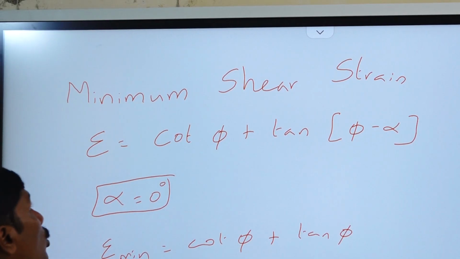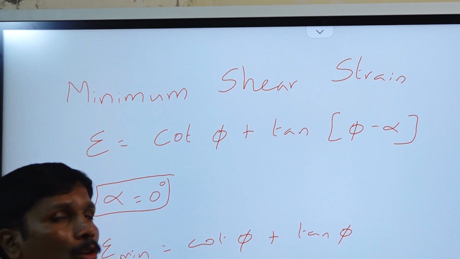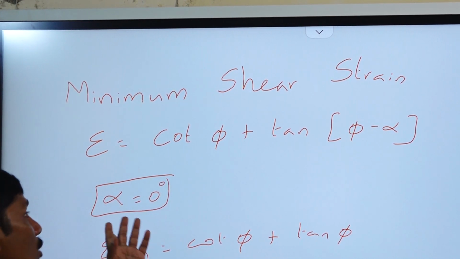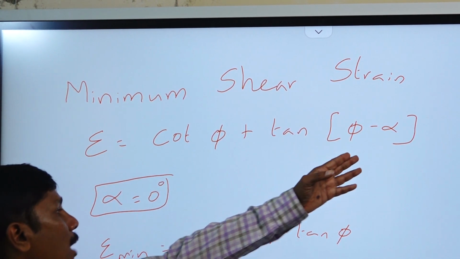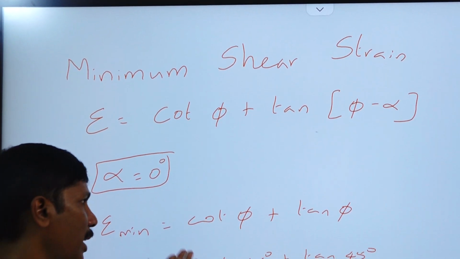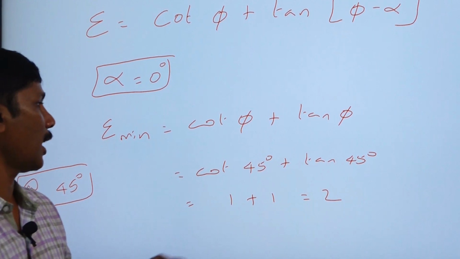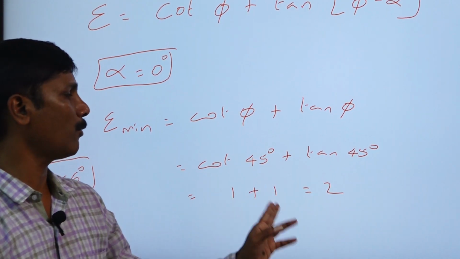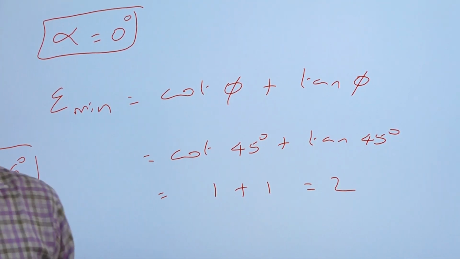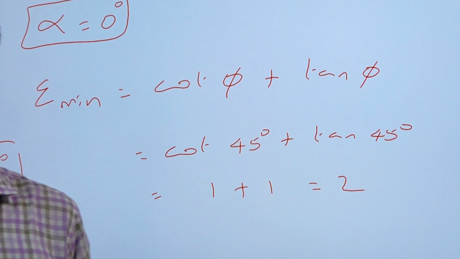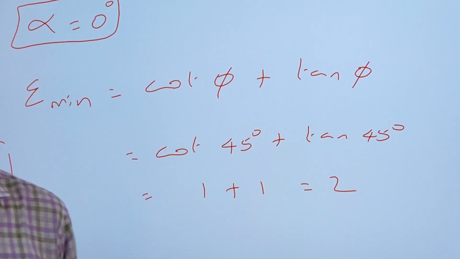Now we are going to discuss the minimum shear strain condition. In the minimum shear strain condition, the formula is epsilon equal to cot phi plus tan phi minus alpha. For minimum shear strain, the rake angle is 0 degree, so alpha equal to 0 degree and it can be neglected. So the minimum strain formula becomes cot phi plus tan phi. At 45 degree, the minimum shear strain occurs. So cot 45 equal to 1 and tan 45 also 1. So 1 plus 1 equal to 2. For the minimum shear strain, we should know the three conditions: the rake angle is 0 degree, phi is 45 degree, and the minimum shear strain value is 2.